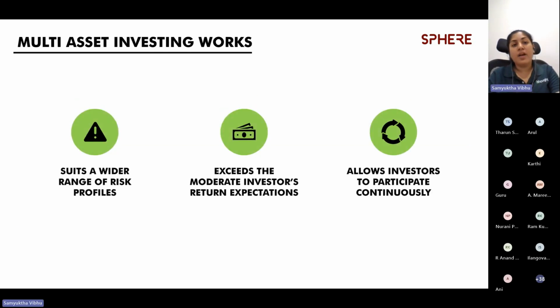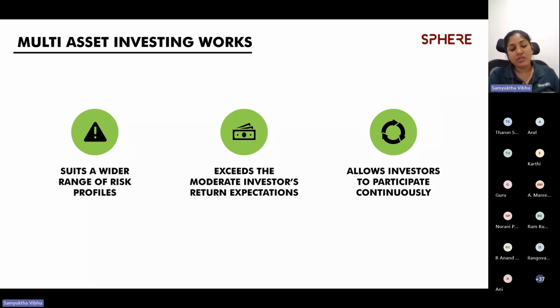So if we look at why multi-asset investing works, we've recognized that it suits a much wider range of risk profiles. You will have somebody who's a conservative investor who needs to have slightly more aggressive calls in their portfolios because their targets are such that they need to be a little bit more aggressive. You also notice that the moderate investor who's expecting a certain return range, you can beat that with multi-asset investing.